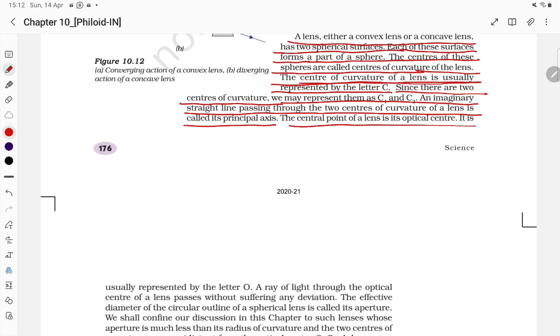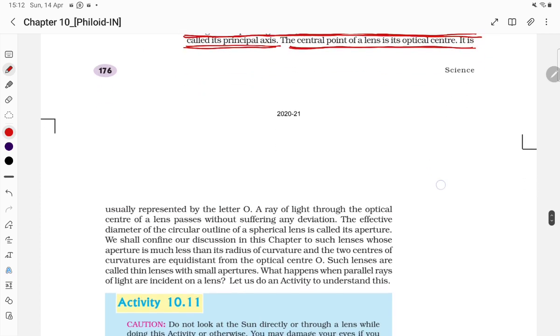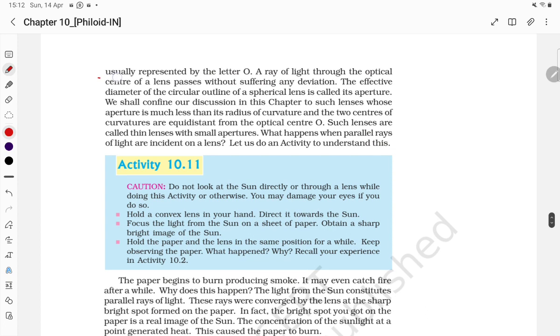The central point of the lens is its optical center. It is usually represented by the letter O. A ray of light passing through the optical center of the lens passes without suffering any deviation.